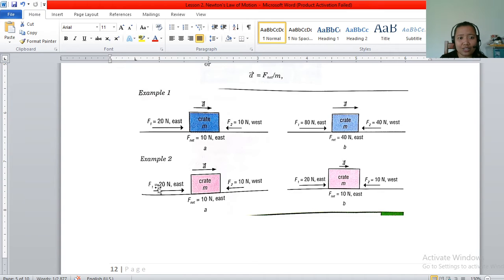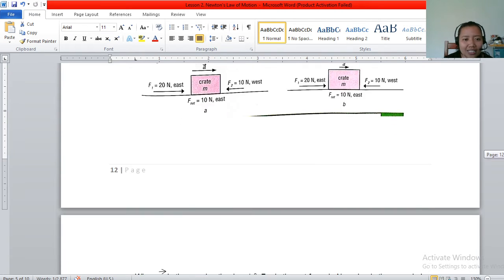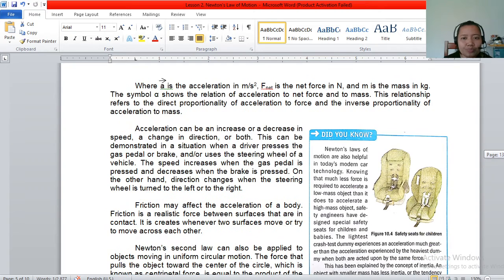The east is 20 Newton, and the west is 10 Newton. Remember, going west is negative. So, 20 plus negative 10, the remaining is positive 10 N, and you are going to use the positive direction, which is east. So, that's it.